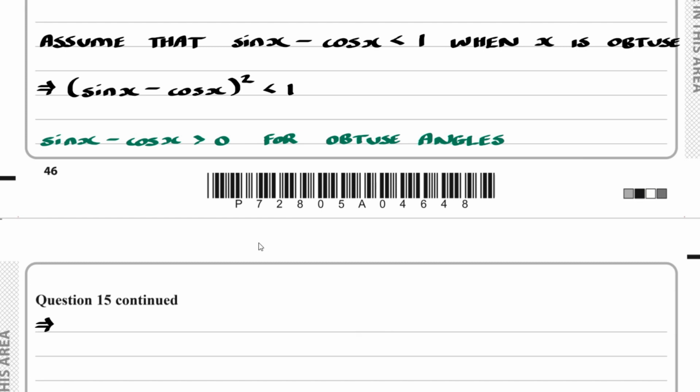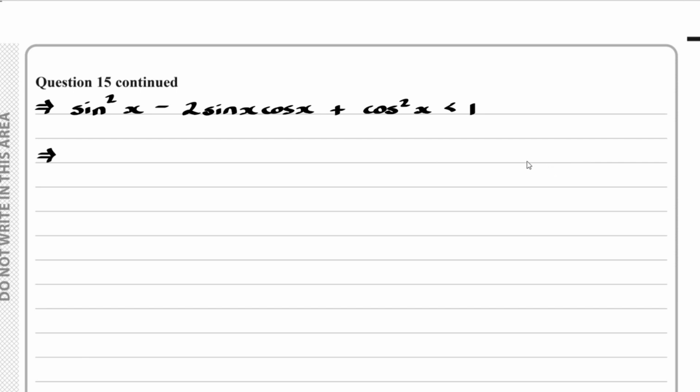So, if we square, well, we've got sine squared x, subtract 2 sin x cos x, then we add on cos squared x, and this is less than 1. So, sine squared x plus cos squared x is 1. Then we subtract 2 sin x cos x, and the result of this is less than 1. So, the 1 on the left and the 1 on the right simplify to 0, leaving us with negative 2 sin x cos x is less than 0.